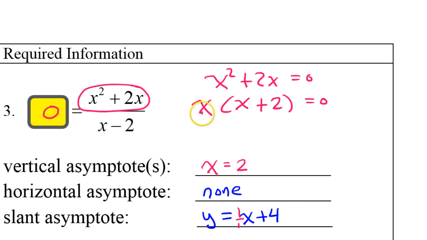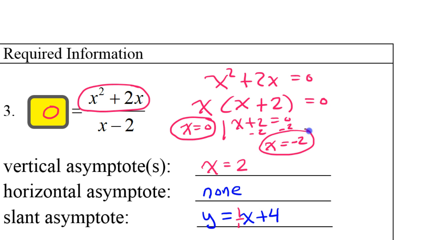I would factor it out, and then I would set the parts equal to 0. So I'll have x equals 0, and I'll have x plus 2 equals 0. That's how you solve this type of an equation. Now this is one solution right there. But if I subtract 2 from both sides, I get another solution. x equals negative 2. That means I have two x-intercepts, 0 and negative 2.